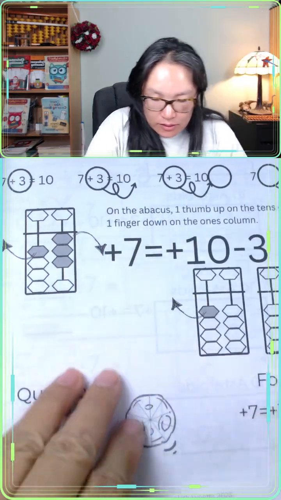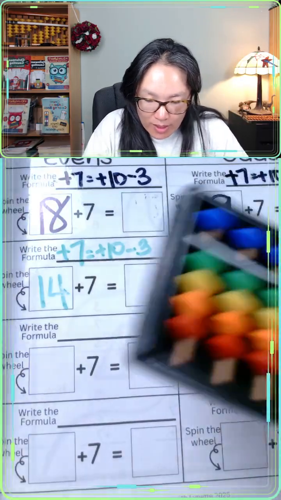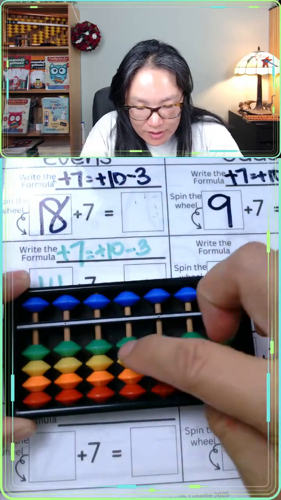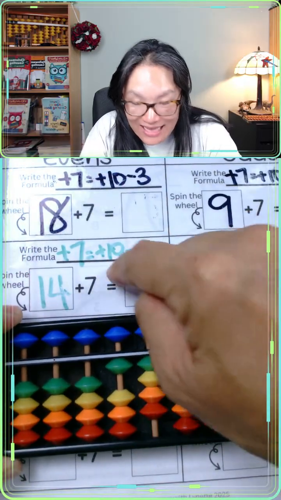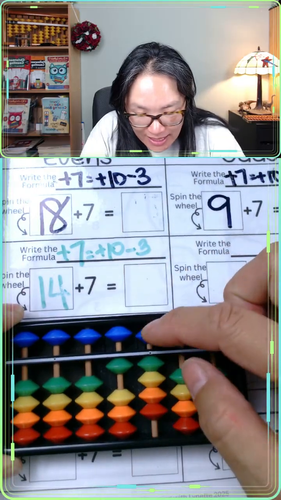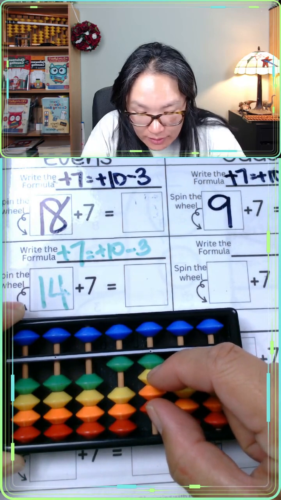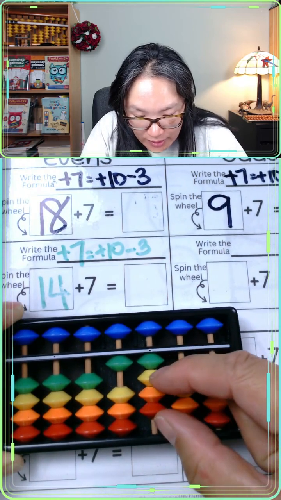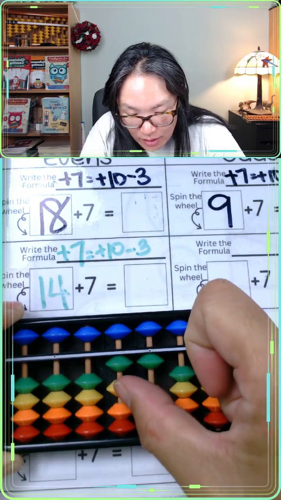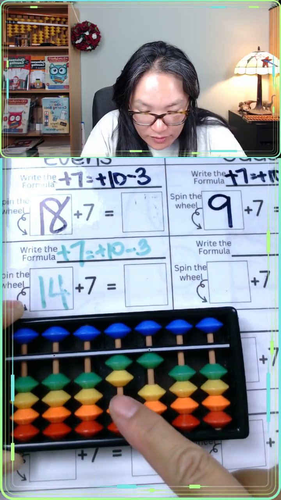And so let's continue on with the process. So I have 14 on the abacus, 1 and 4. I want to add the 7. I don't have enough beads to add the 7. Guess what? I have enough to take away the 3 and add the 10. So my final answer is 21.